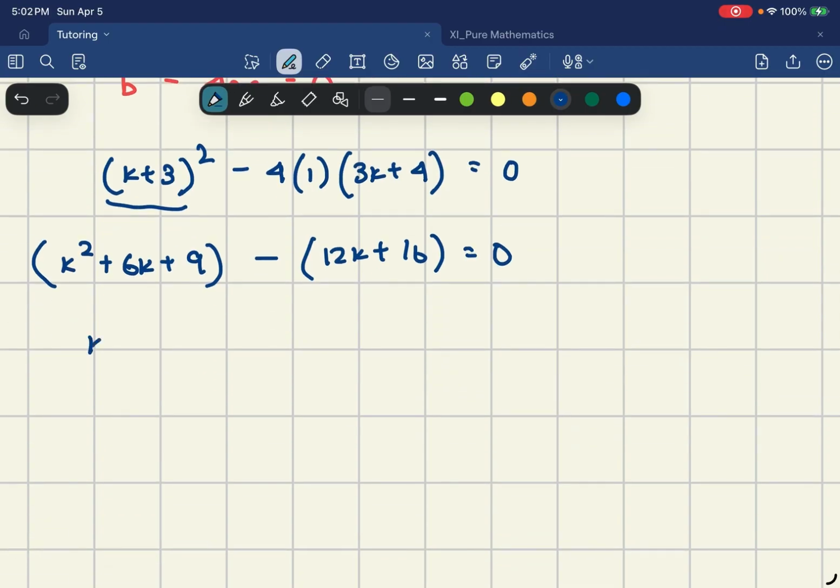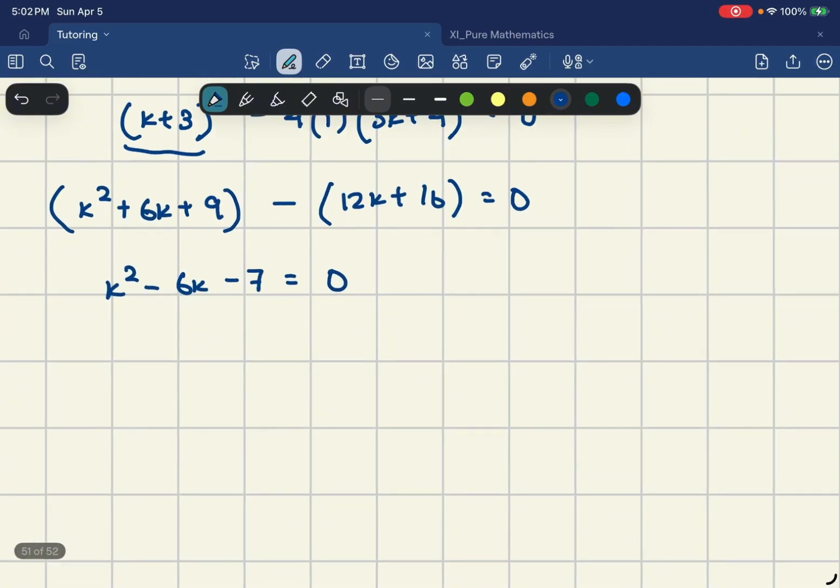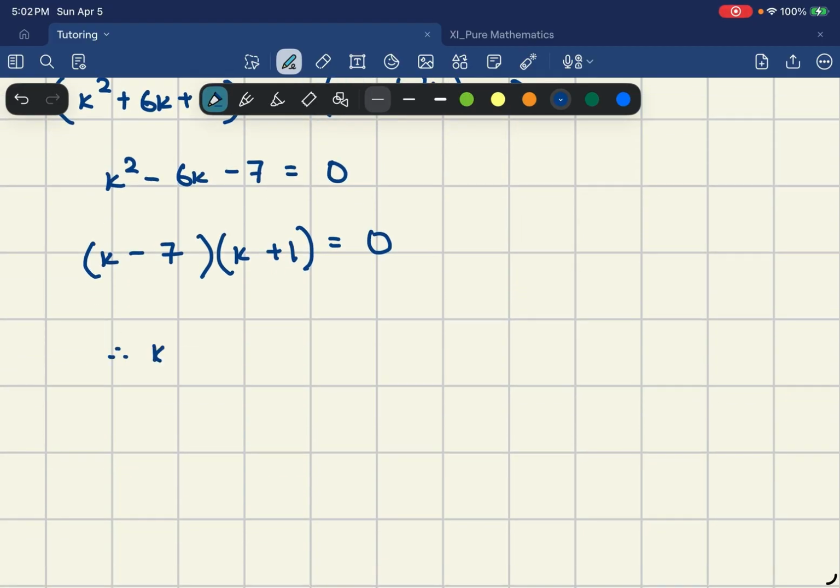And now if I simplify, I have k squared minus 6k, 9 minus 16, that is minus 7, right? All right, and I can factorize this. So I believe I will get (k minus 7)(k plus 1) is equal to 0. And therefore, your two values of k are k is 7 and k is negative 1.